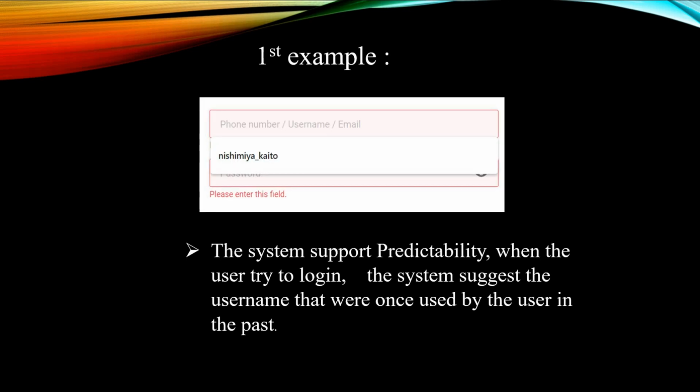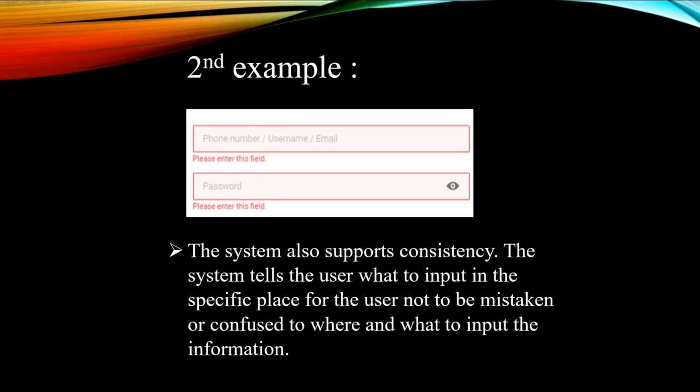Okay, first example, when you look at this, the system supports predictability. When the user tries to log in, the system suggests the usernames that were once used by the user in the past. Second example is the system also supports consistency. The system tells the user what to input in a specific place, so the user is not mistaken or confused about where and what to input the information.